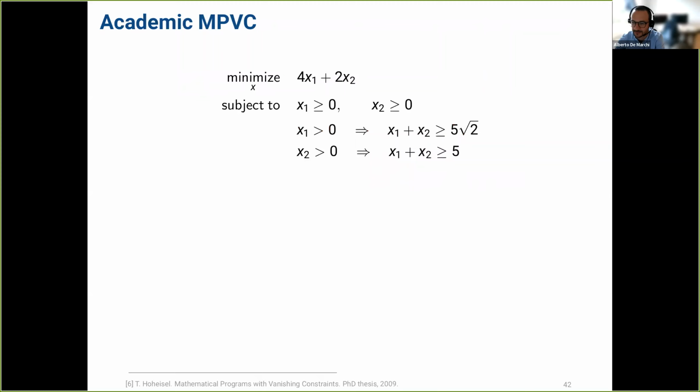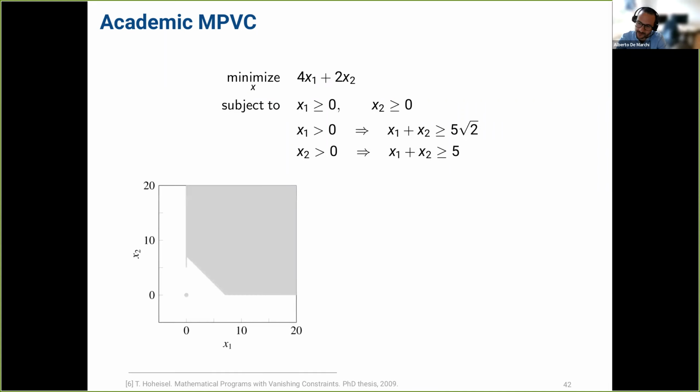Okay, now we have a few minutes to show some numerical results. So the first one is maybe more about a motivation, and this is an academic problem with vanishing constraints. So the vanishing constraint has this structure: a non-negativity constraint, so x1 greater than or equal to 0, and when x1 is strictly positive, then we have another constraint. When x1 is equal to 0, then the other constraint vanishes.